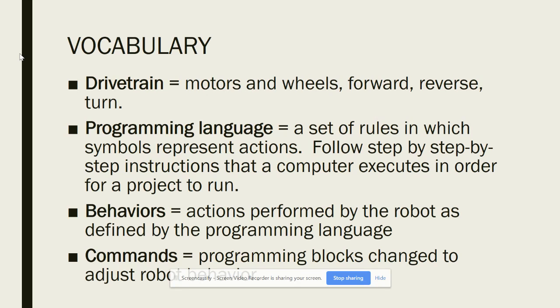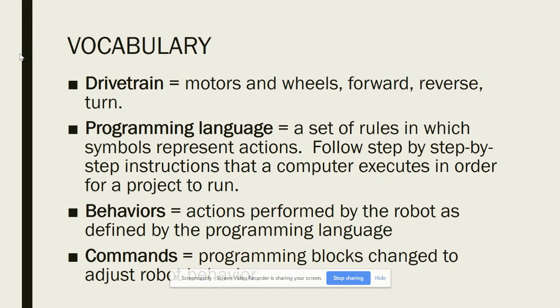The third vocabulary term is behaviors. These are actions performed by the robot as defined by the programming language. Behaviors is basically what you put in the programming language. What are those steps? Behaviors can be simple. Behaviors can also be complex.